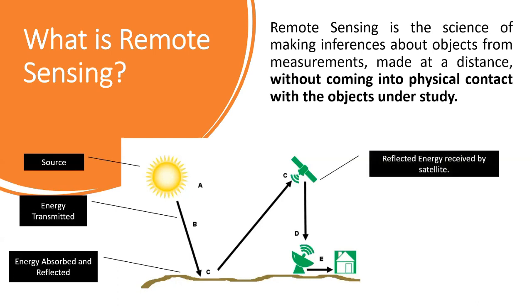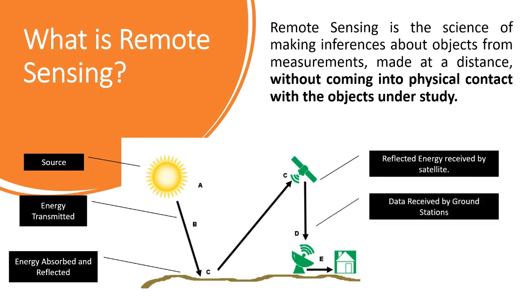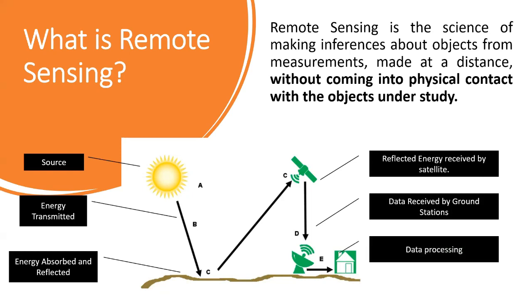observed by the satellite, and it captures images and data and sends it back to the ground receiving stations. It is processed at the ground stations, because raw data available from the satellite we cannot directly use. It has to be processed. And finally, it is made available to the users for analysis and development. So these are the stages of how data is collected via remote sensing.